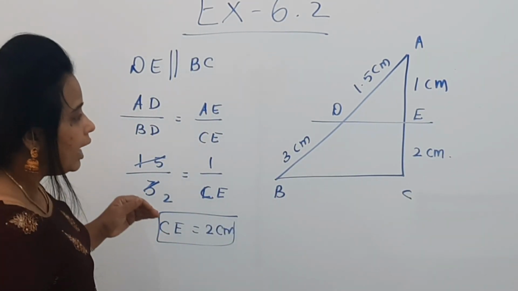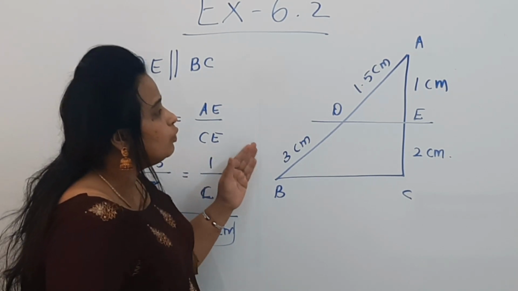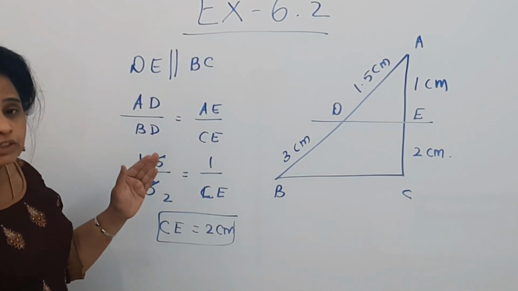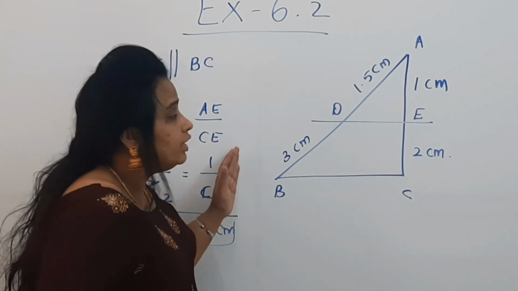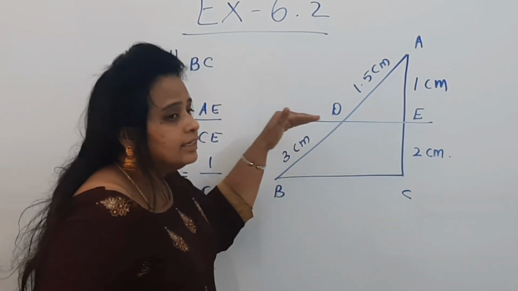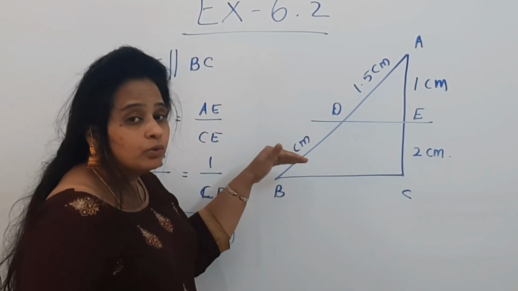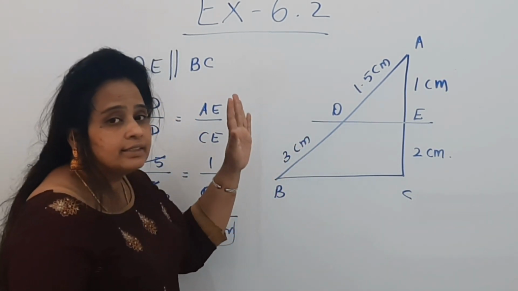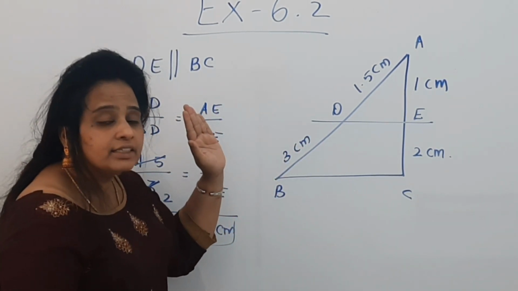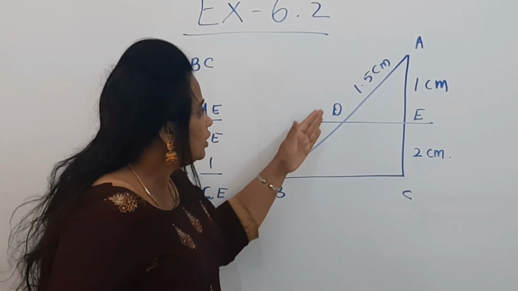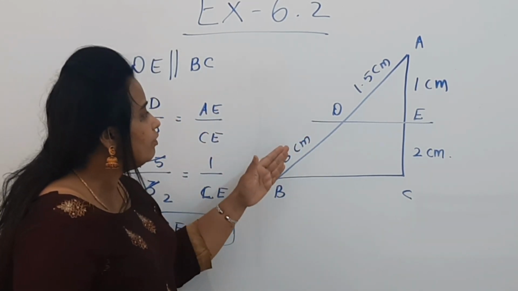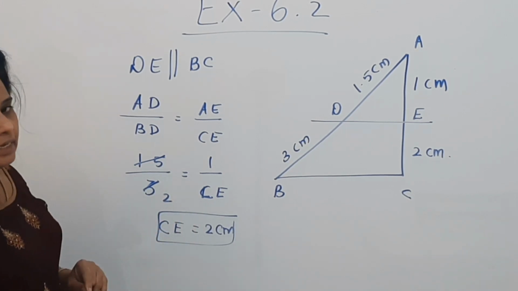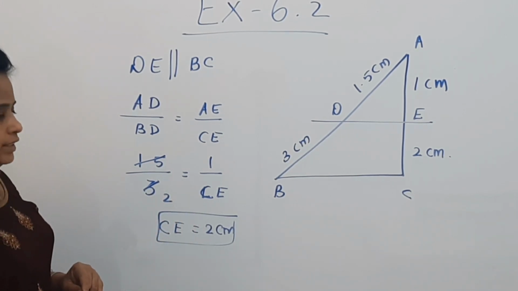So I hope you understand. The ratios are the same for the line that is drawn parallel to one side of the triangle. Then for the other two sides, the corresponding sides' ratios will be the same. So now you can see 1.5 divided by 3 is equal to 1 by 2. That is, CE is equal to 2 centimeters.